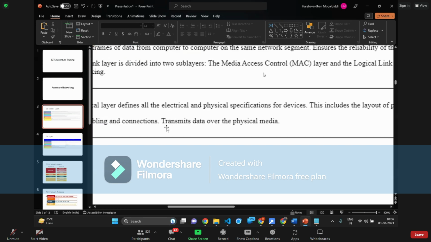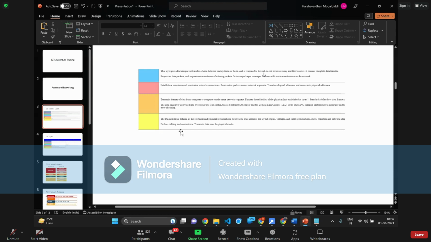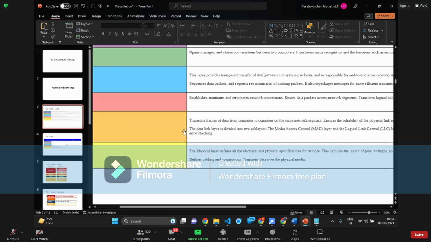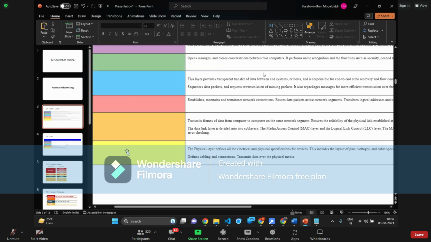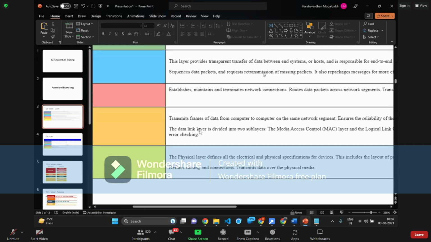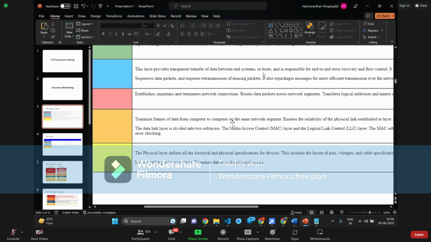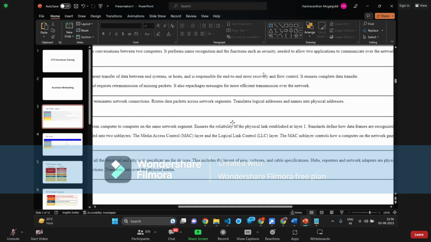Physical layer, you have to remember this: it transmits data over physical media. What is physical media? Tell me. Your cables, right? Type C cable, maybe. It can be any other cable that you think. Next is the data link layer. The data link layer transmits data in what format? It transmits data in frames, right? It ensures reliability of the physical layer, as you remember.